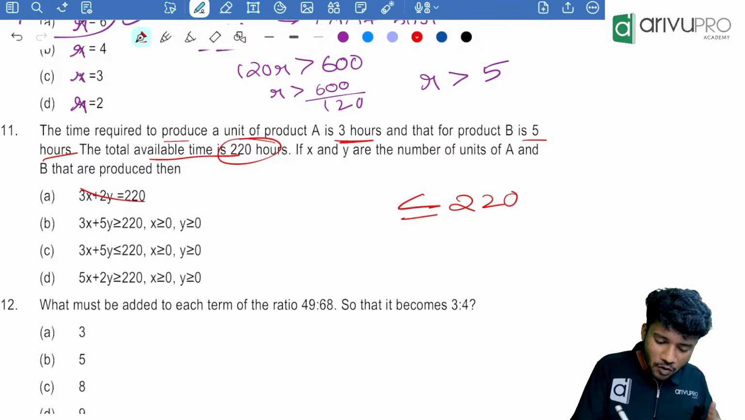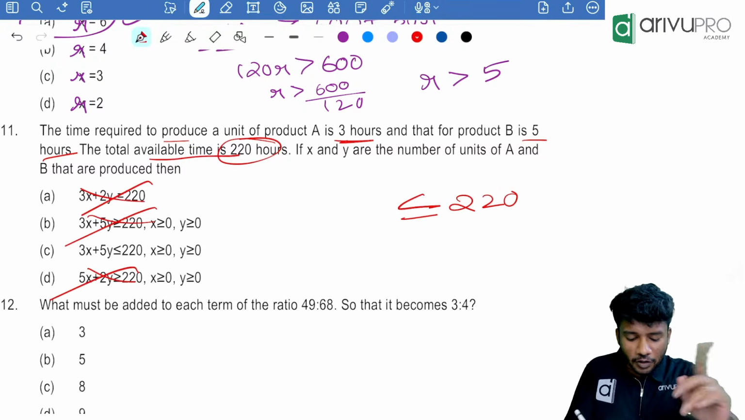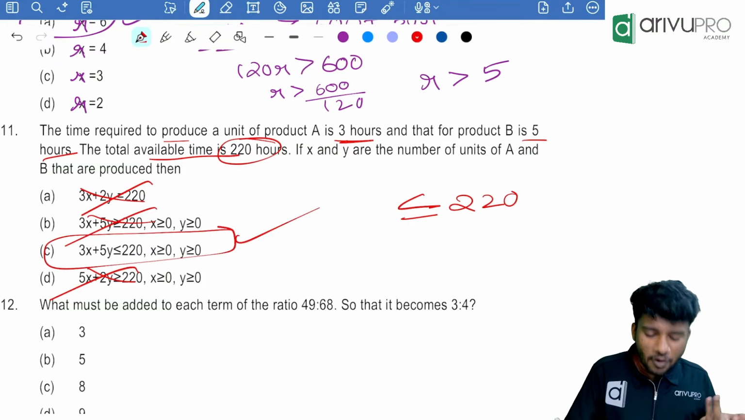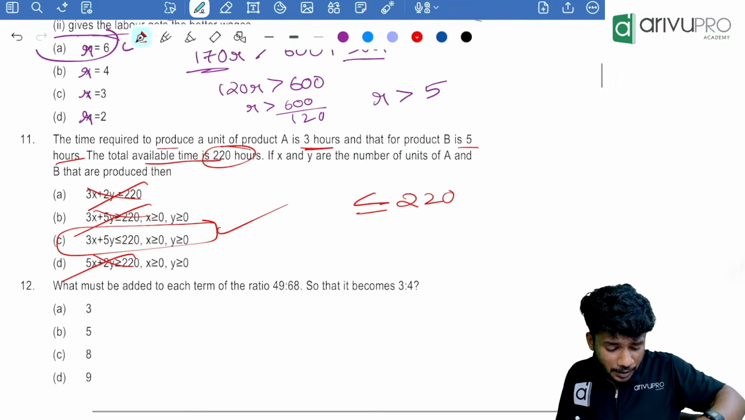Looking at that itself, option B is wrong. Sorry, option A is wrong. Option B is wrong. Option D is wrong. Only one possible answer is there. Option C is the answer. Directly you can go for it. Option C. Next one, people.